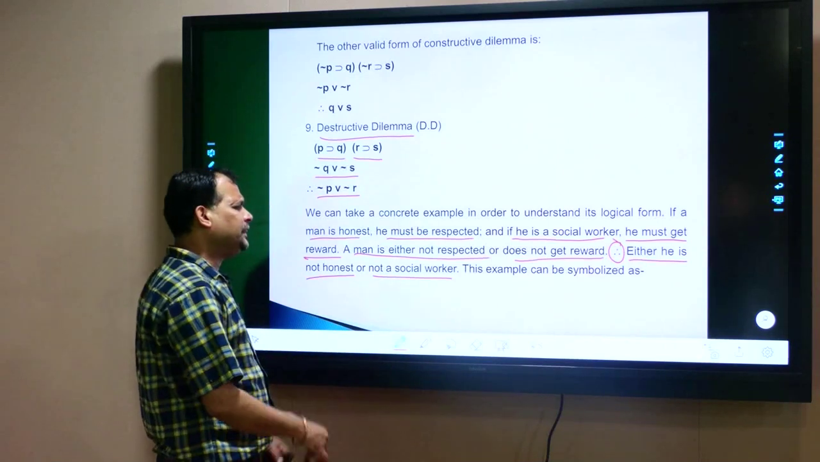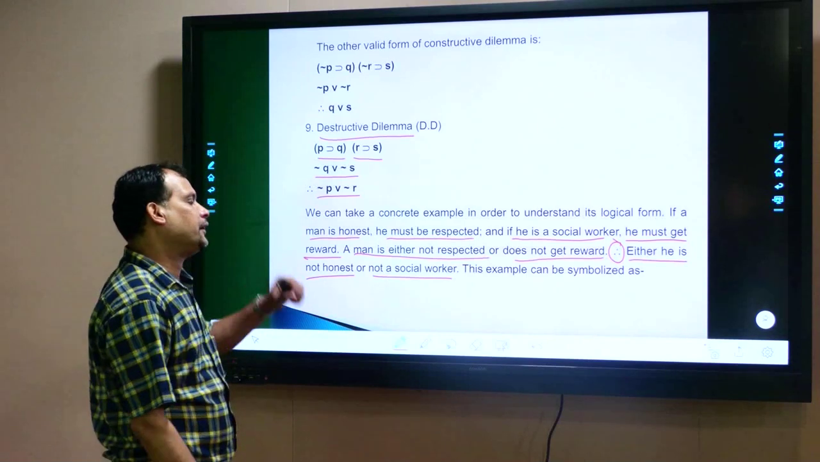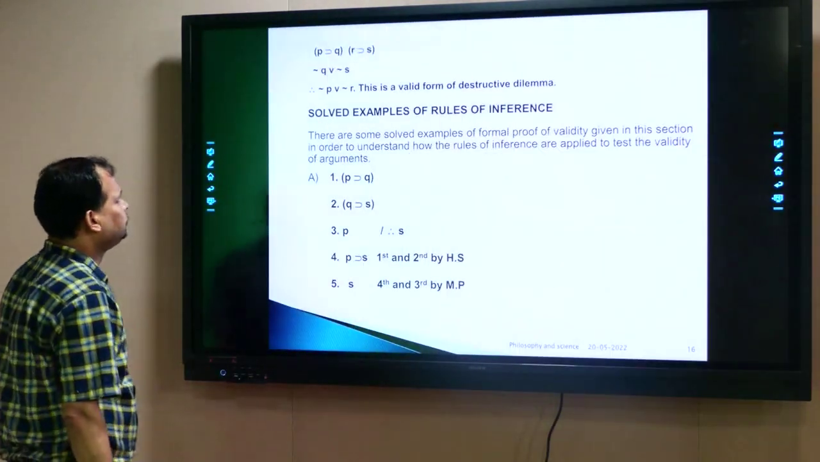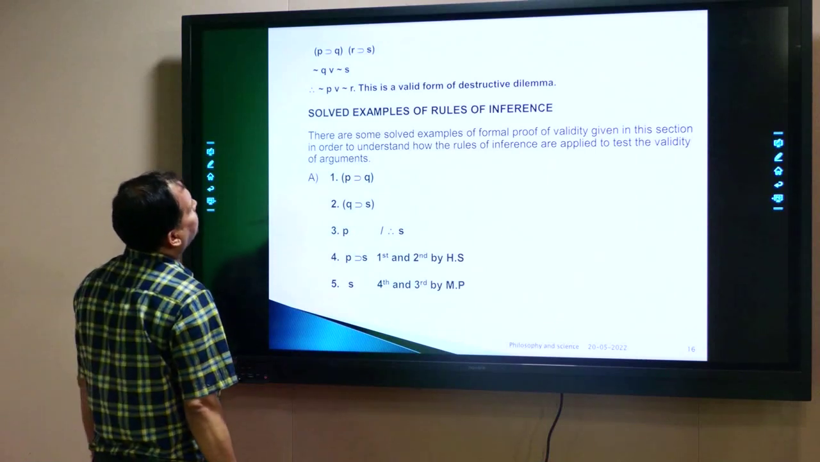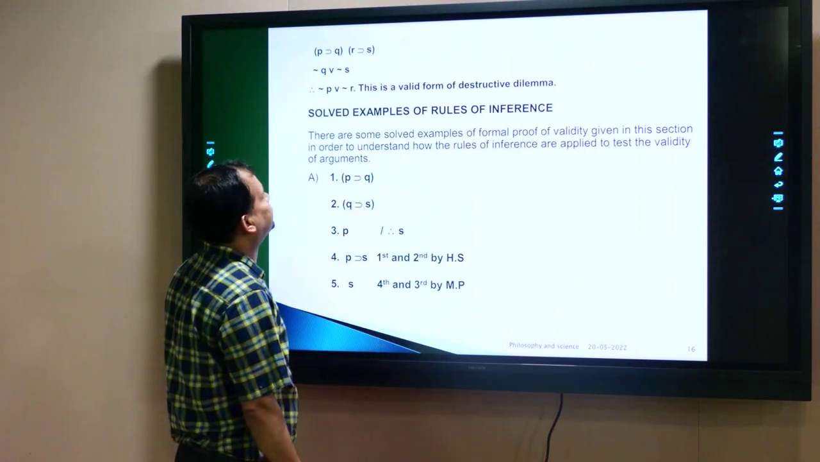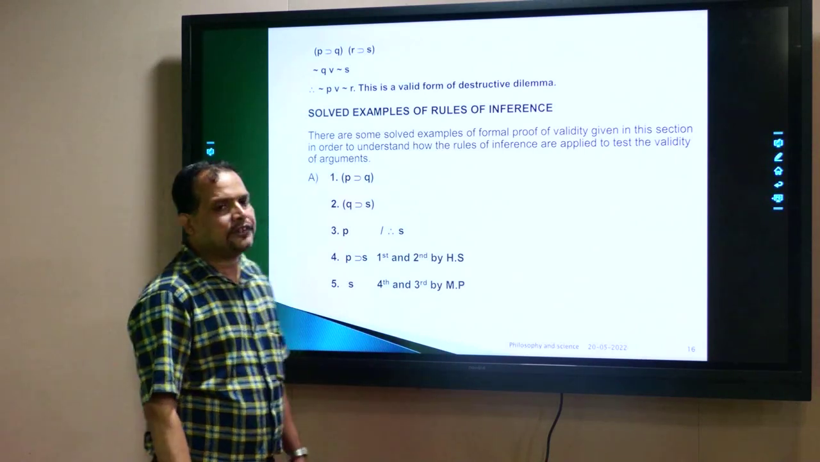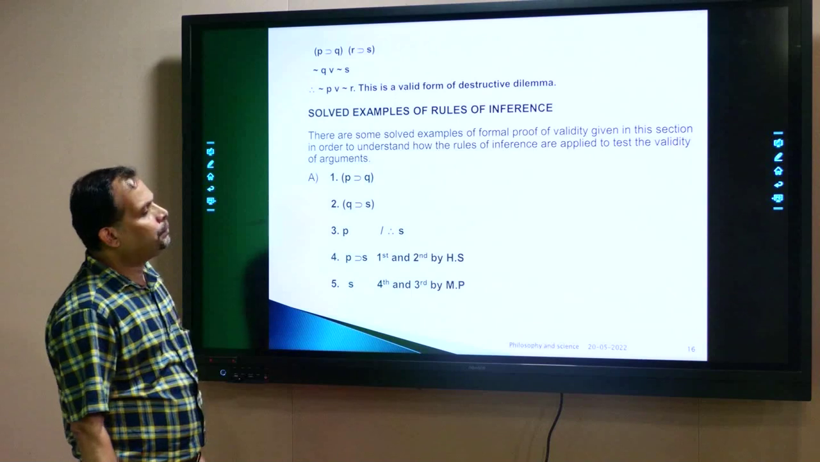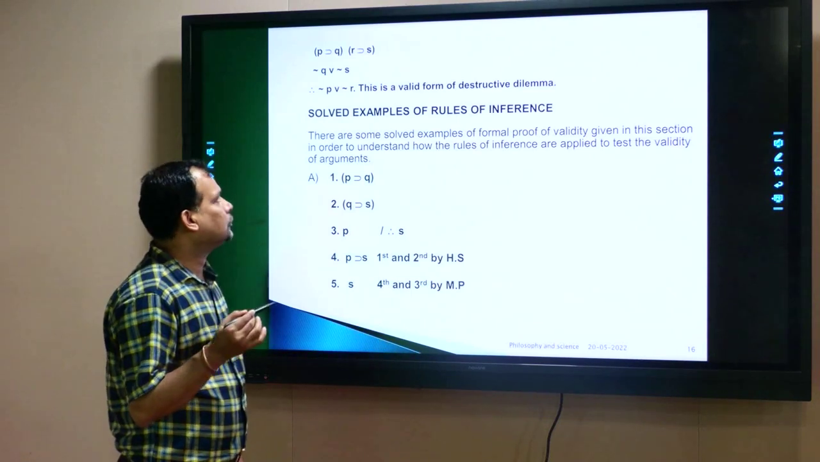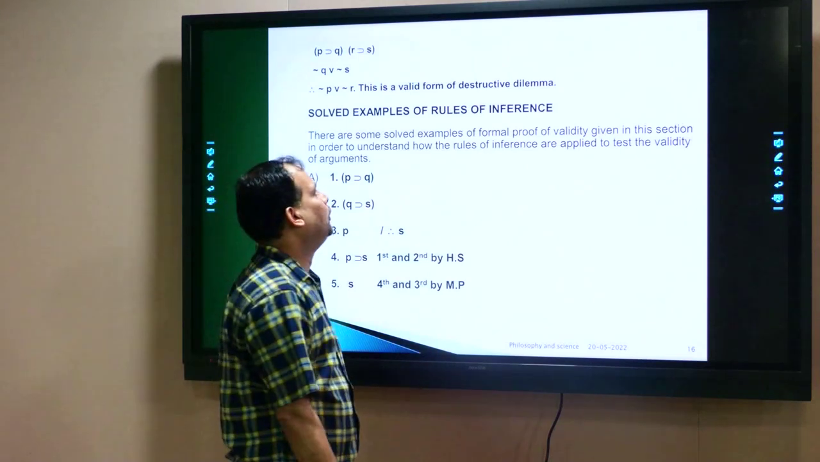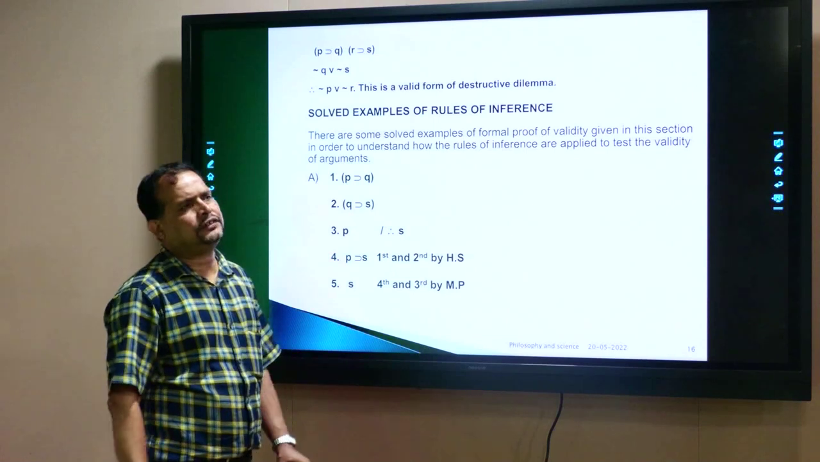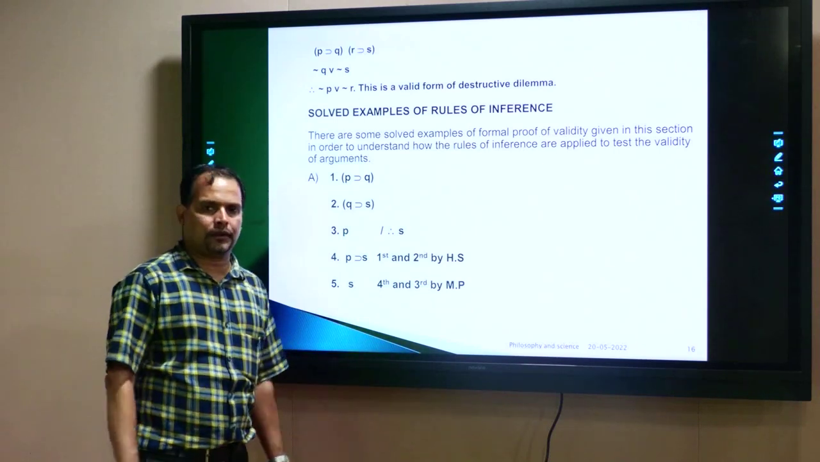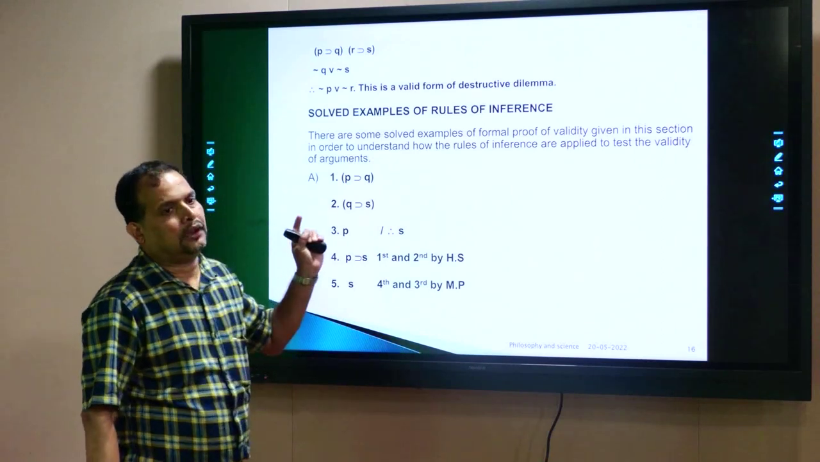So now the next step is, how can we symbolize this type of concrete example? Now, dear learners, you see, in this way we can symbolize: P implies Q, and R implies S, and negation Q or negation S. Therefore, negation P or negation R. So this is a valid form of destructive dilemma. So dear learners, this is all about the rules of inference. How can we symbolize the concrete example? The idea is given to you in the previous slide.